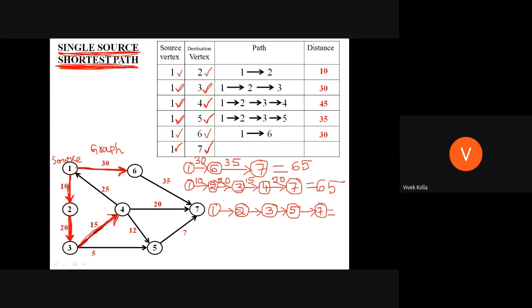From 1 to 2, the distance is 10. From 2 to 3, the distance is 20. From 3 to 5, the distance is 5. And from 5 to 7, the distance is 7. So what is the total cost? 10 plus 20, that is 30. 30 plus 5, that is 35. 35 plus 7, that is 42.